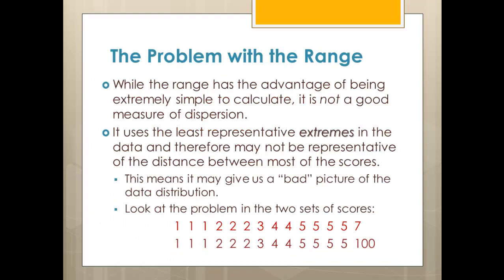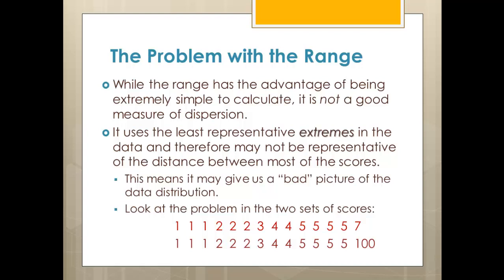Of course, there is a problem with the range. It only uses two scores to calculate the distance. It uses, in point of fact, the two least representative points in the data, which are the extremes, the minimum and the maximum. The minimum and the maximum are usually unlikely to represent the vast majority of the rest of the scores in the data. So that means it gives us a bad picture of the data distribution, or some would call it a crude picture, because it's not very sophisticated, since it only uses those two least representative points.